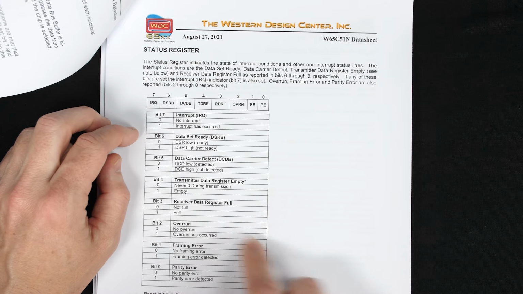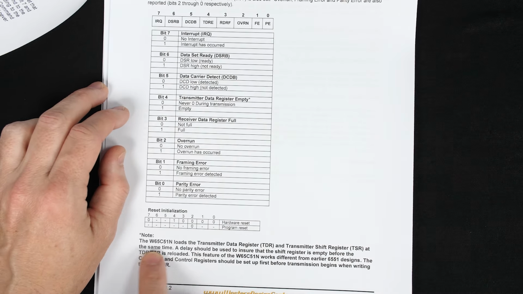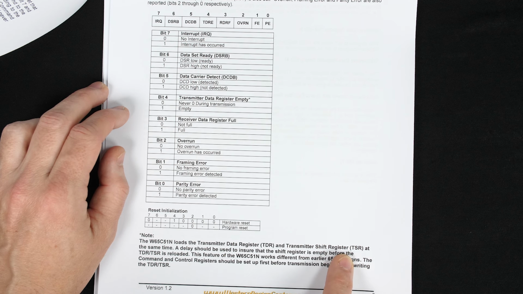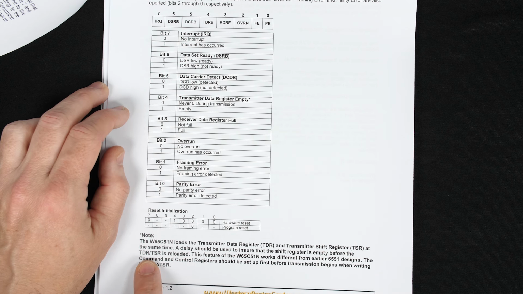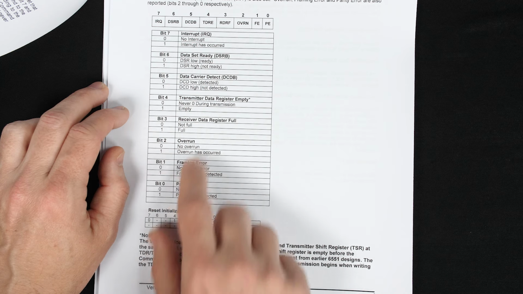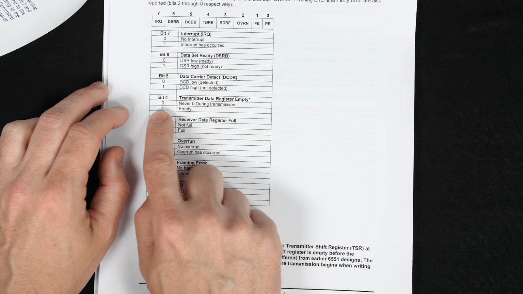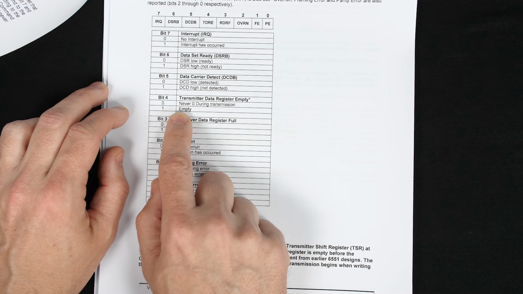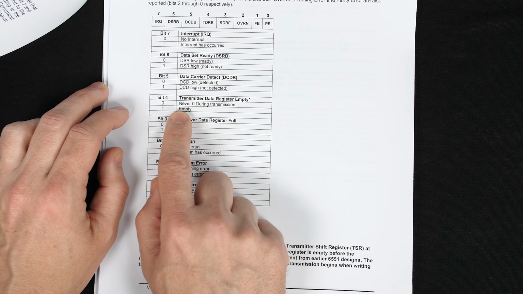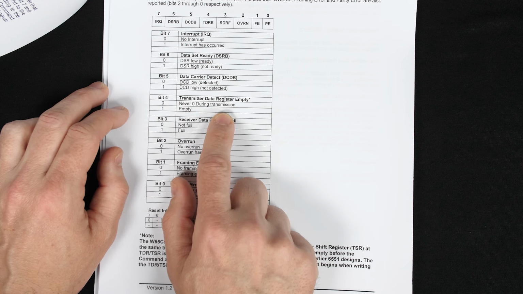So maybe it's not technically a bug. It is documented. And there's an asterisk there that says that the transmit data register and transmit shift register are loaded at the same time. And so a delay should be used to ensure that the shift register is empty before the transmit data register is reloaded. So they're telling you to use a delay before reloading the transmit data register rather than trying to read this bit 4 because, as the datasheet now says, bit 4 is never 0 during transmission.